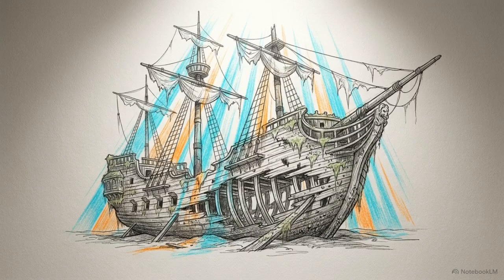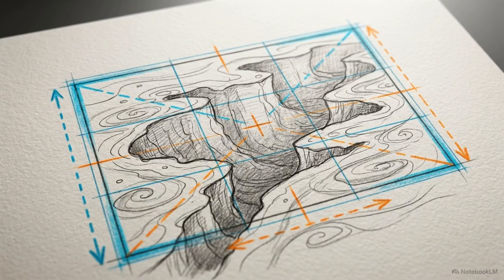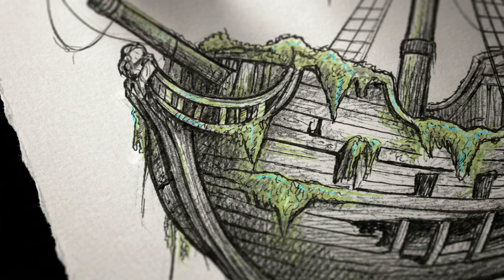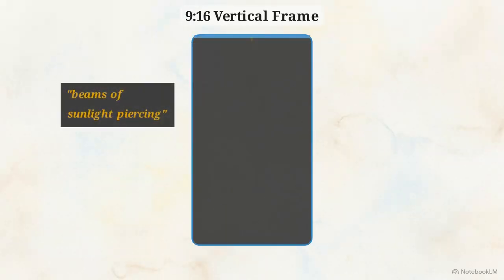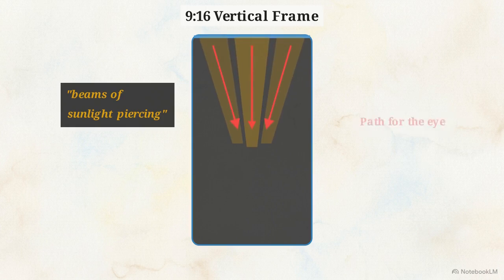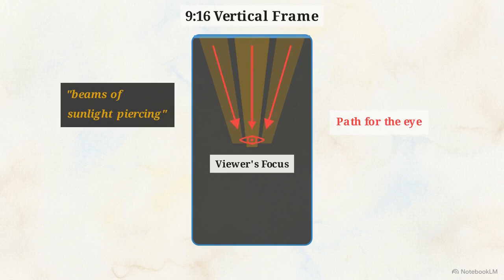The first 7 seconds focus on establishing the environment, giving the viewer a sense of the scale and the quiet of the setting. Camera directions like dramatic, slow zoom are used here to set a specific tone before any significant movement occurs on screen. This diagram shows the vertical 9:16 frame. By prompting for beams of sunlight piercing through the water, the script creates a path for the eye, drawing the viewer's attention from the top of the frame toward the center.